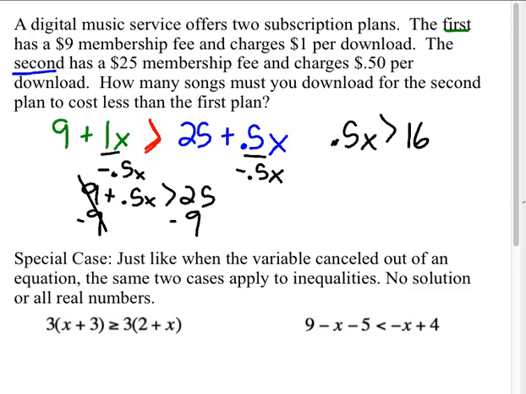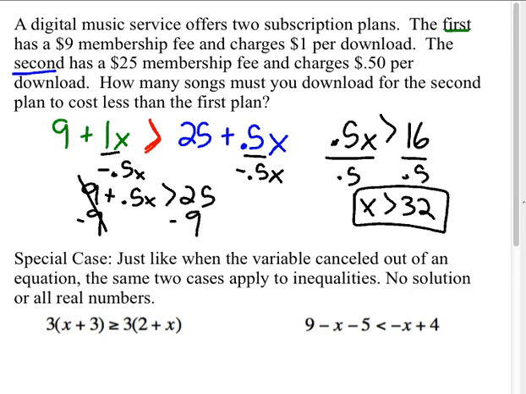Now here I can divide by 0.5, or that would actually be exactly the same as multiplying by 2. So if you plan on downloading more than 32 songs, then plan B, the second plan, will be less expensive than the first plan for you.